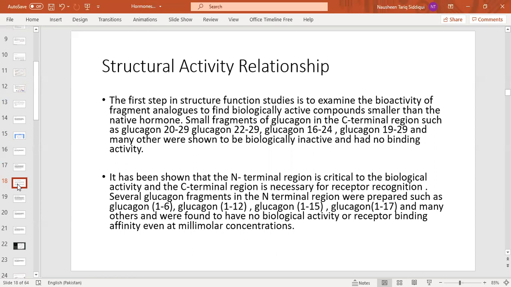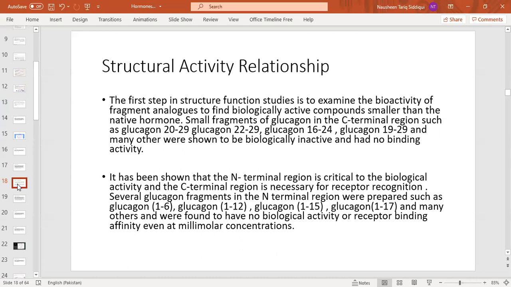So this was also done. Small fragments of glucagon in the C-terminal region, such as glucagon 20 to 29, glucagon 22 to 29, glucagon 16 to 24, glucagon 19 to 29, and many others were shown to be biologically inactive and had no binding activity. These all show that they have no activity of their own.